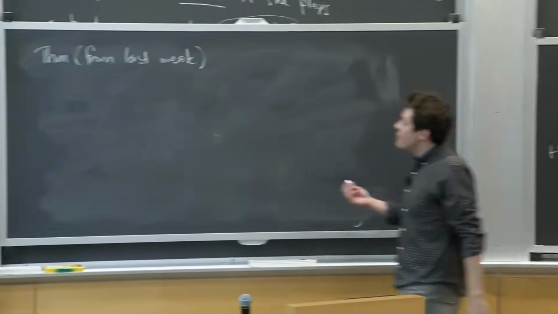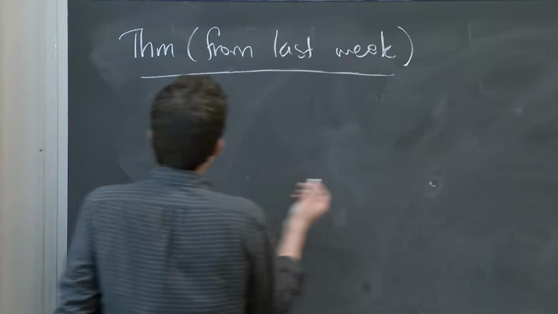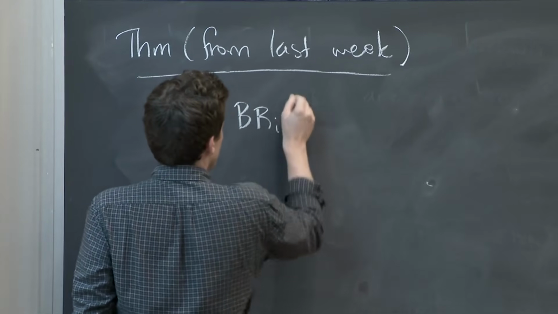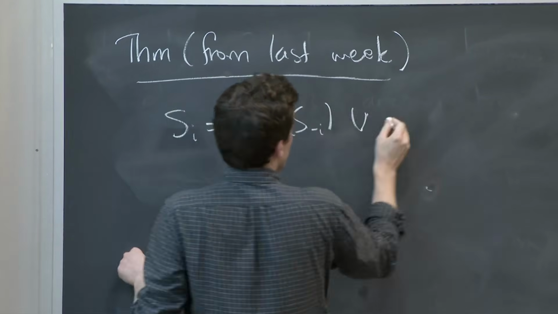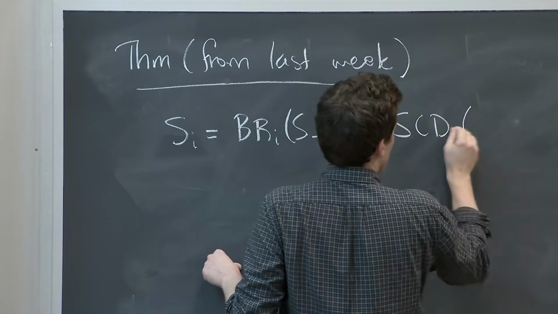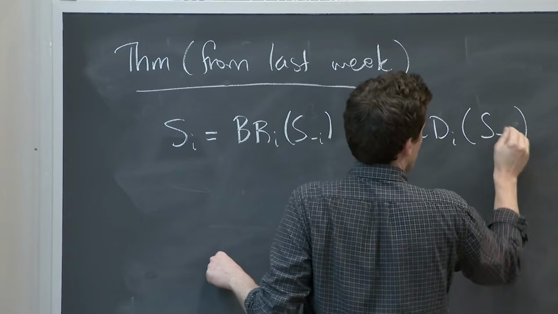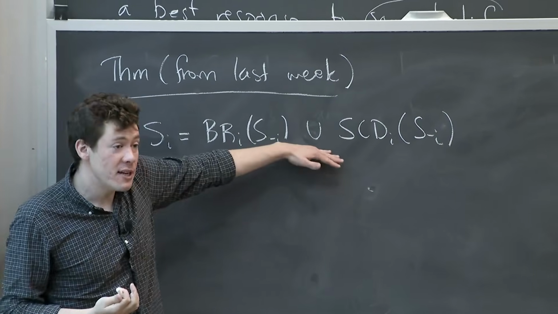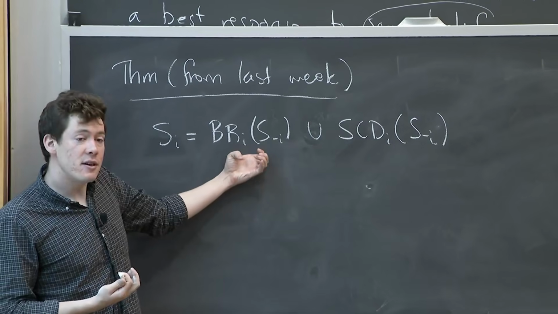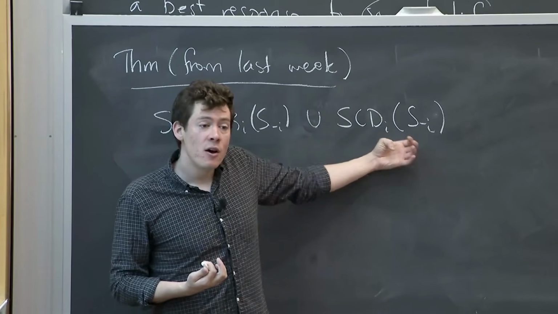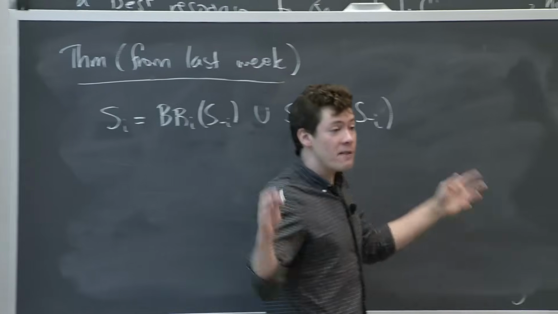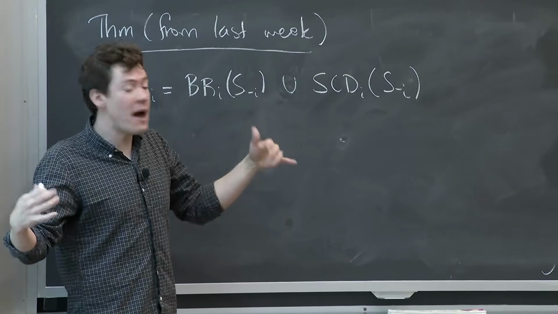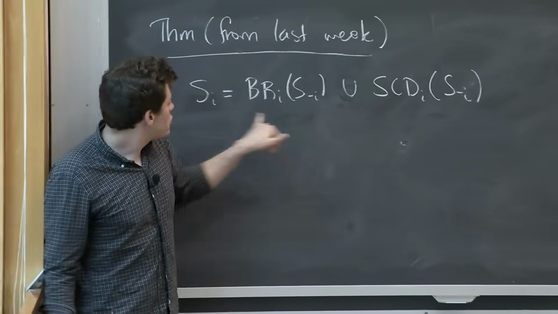So our theorem from last week basically said two things. It said Si equals Bri of S negative I union SCDi of S negative I. Let's try to go through this in words. First, let's think about what the union means. This is a set of strategies. This is a set of strategies. When I take the union, I'm thinking of the larger set that puts together things that are in either of those two sets. So it's like I have two bags of strategies, and I pour them together into one big bag that contains all of the strategies.